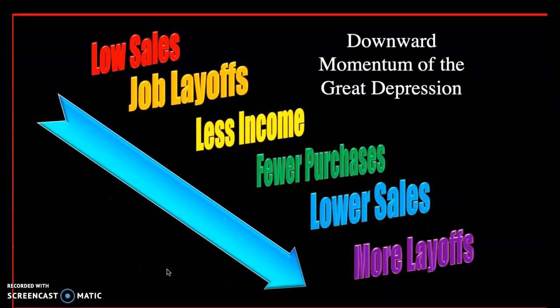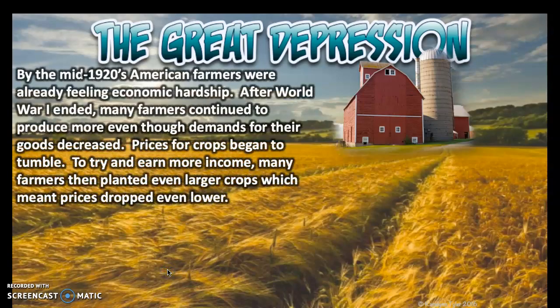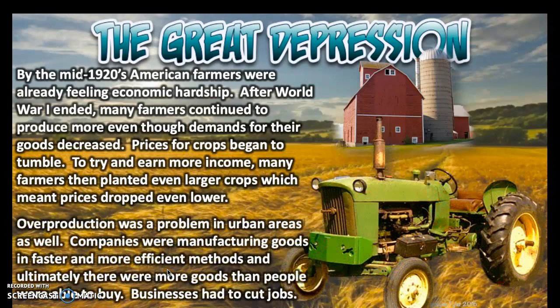Here's another graphic for you to kind of get the idea. By the mid-1920s, American farmers were already feeling the economic hardships. We didn't really talk about that before spring break. After World War I ended, many farmers continued to produce more, even though demands for their goods had decreased. Prices for crops began to tumble. To try and earn more income, many farmers planted even larger crops, which meant prices dropped even lower.